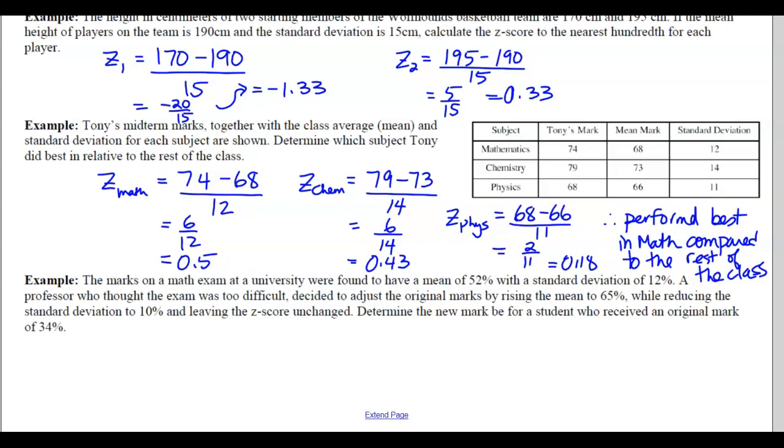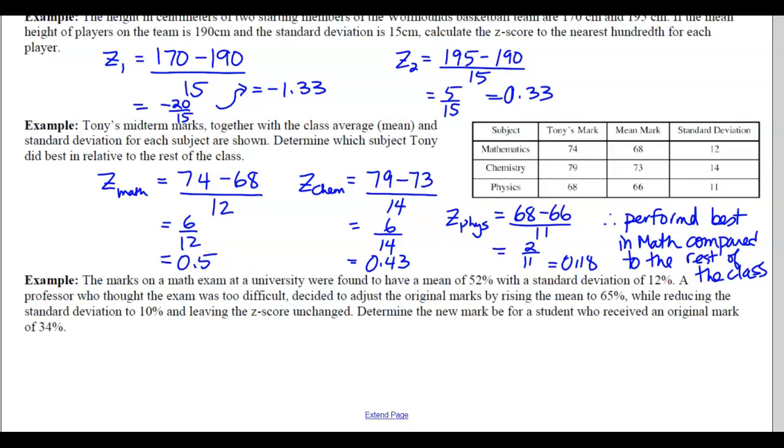So here, a mark on a math exam at university, they were found to have a mean of 52%, standard deviation of 12. The professor who thought this exam was too difficult decided to adjust the original marks by raising the mean to 65, while reducing the standard deviation. So that's not giving everyone the same increase. So it's taking that curve and squishing it closer together. So less extreme values, less really high and really low. So bringing them closer, but he's also increasing the mean.